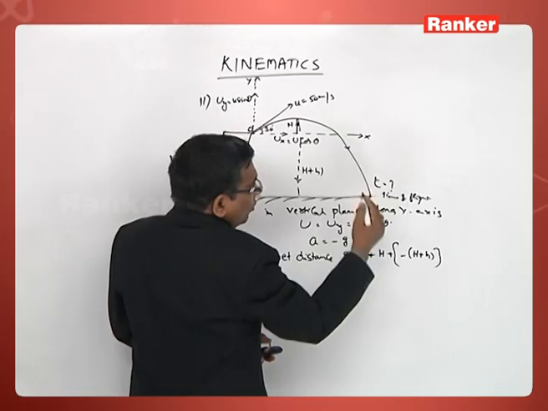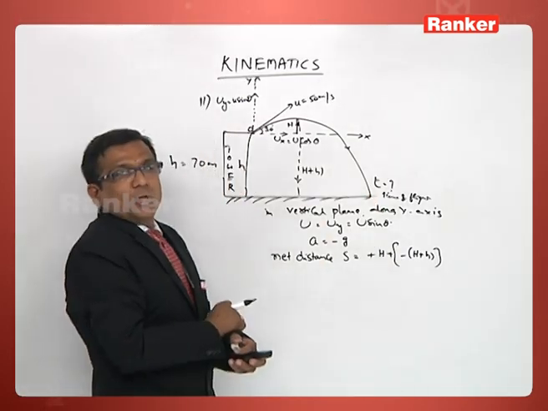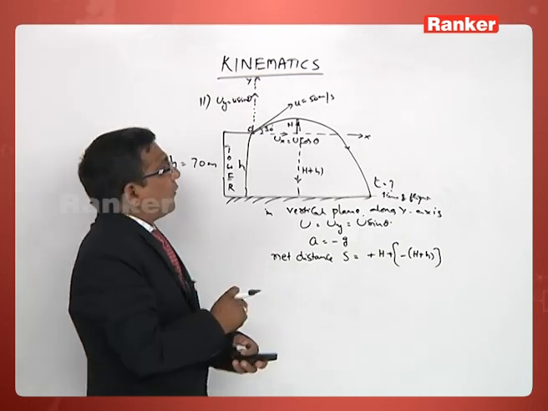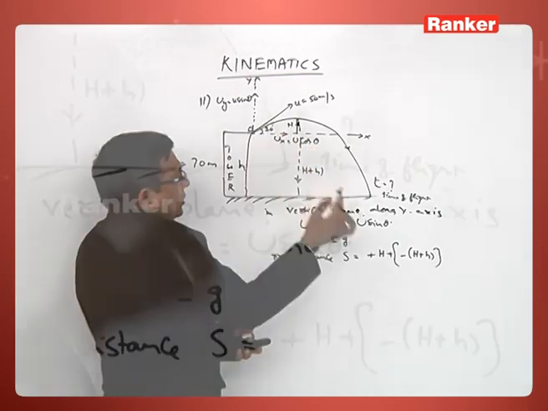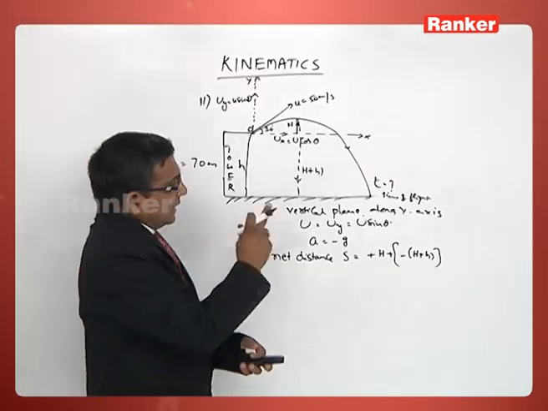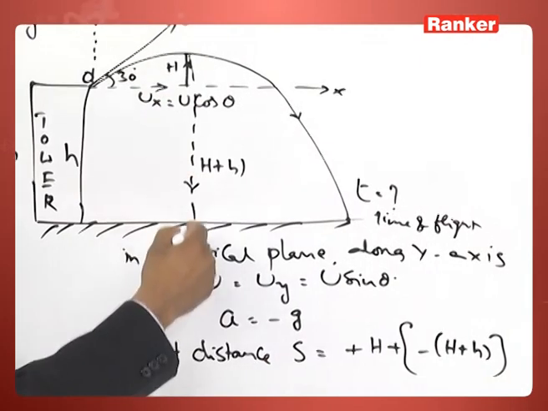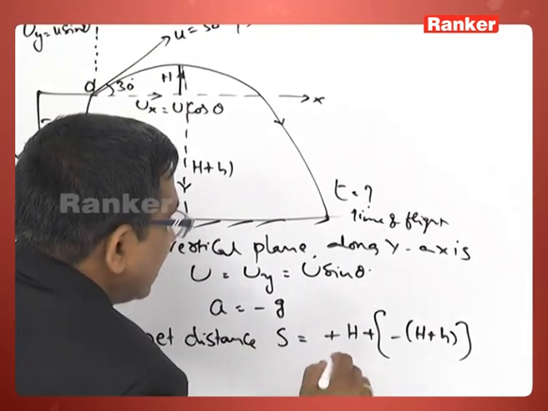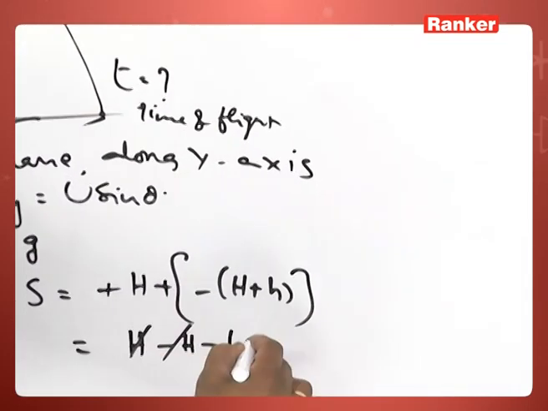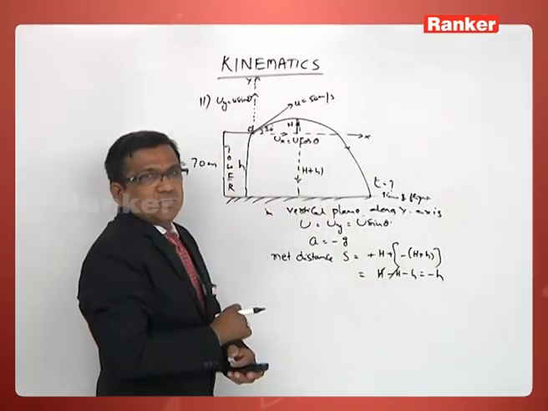Here the plus sign is moving upwards, here the minus sign is moving downwards, because displacement is a vector quantity. So we have to follow the sign convention. First it is going upwards, so plus h. As the direction of motion is reversed, I am taking the minus sign: minus of h plus h, total displacement. Then if you calculate the net displacement, h minus h, these two get cancelled, and s is equal to minus h, you are going to get.